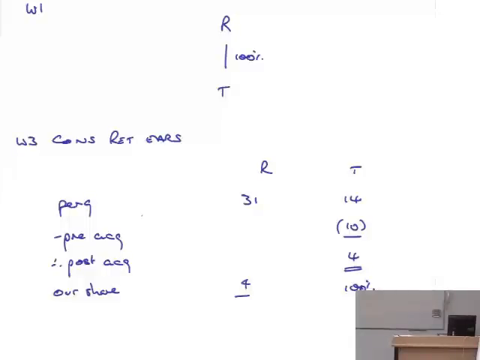Pre-acquisition gives you the post-acquisition. Our share of the post-acquisition adds on to the parent. Right. Do working three. 31,000. 14 minus the pre-ac therefore gives me the post-acquisition. My share of the post-acquisition adds on to 31. I'll do it on the screen in a second. Okay.